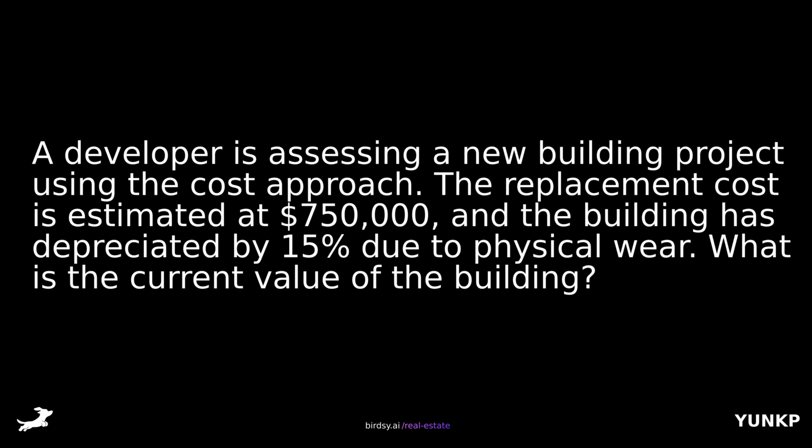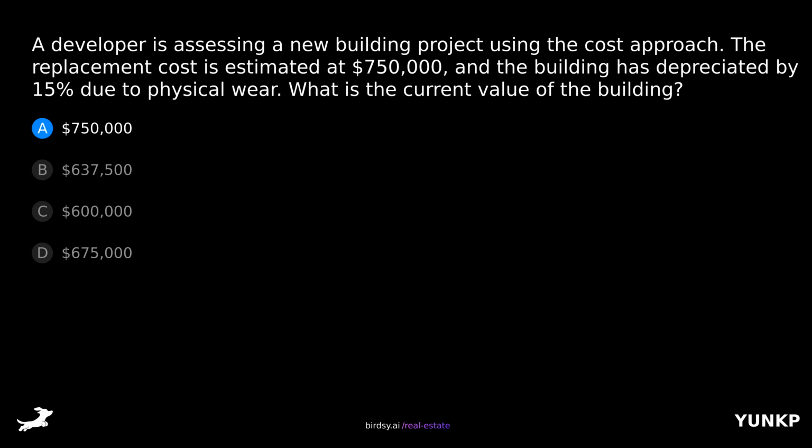A developer is assessing a new building project using the cost approach. The replacement cost is estimated at $750,000, and the building has depreciated by 15% due to physical wear. Is it A, $750,000, B, $637,500, C, $600,000, or D, $675,000? The correct answer is C, $600,000.